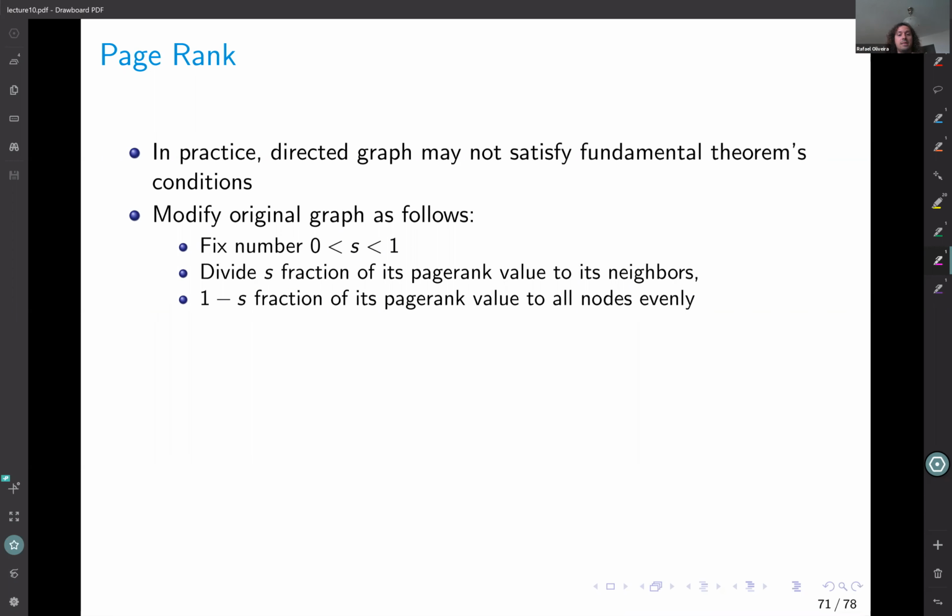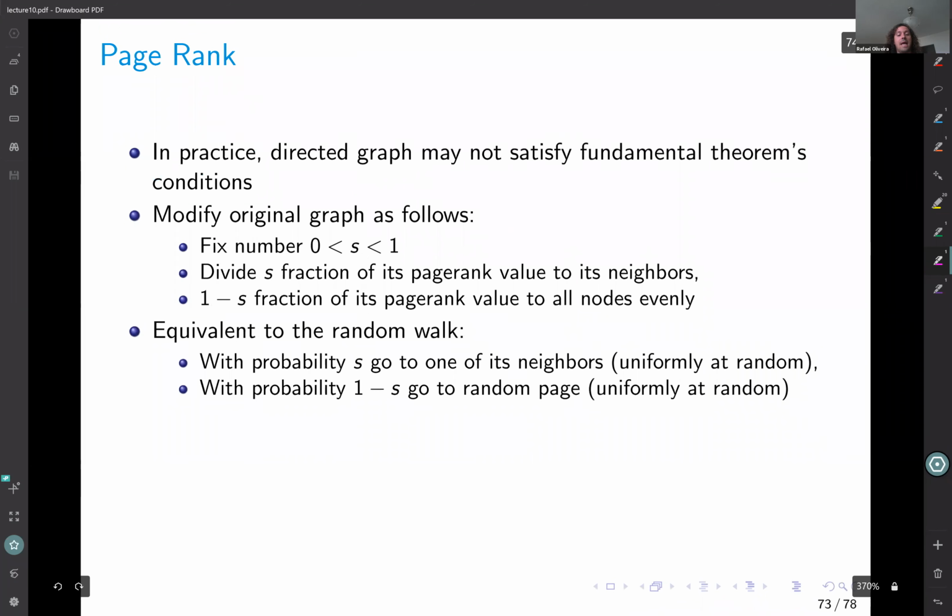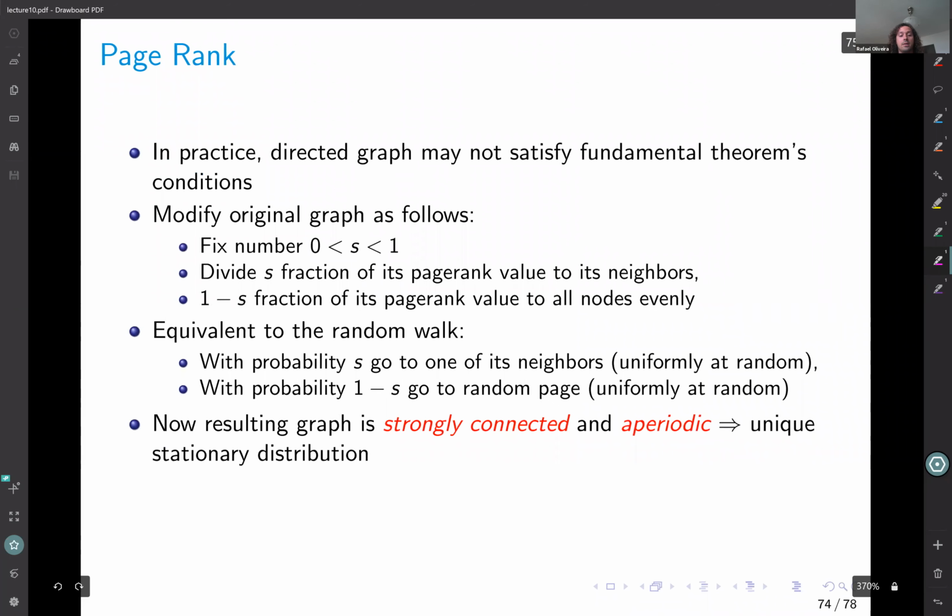So in particular, this resolves the main problem, because essentially we're adding a complete graph on top of the web graph. Once we do that, it's equivalent to the following random walk: with probability S, I go to one of my neighbors uniformly at random. It's like browsing web pages randomly, but also sometimes this website's boring, so I go somewhere else. Then you just type a random address and you go there, right?